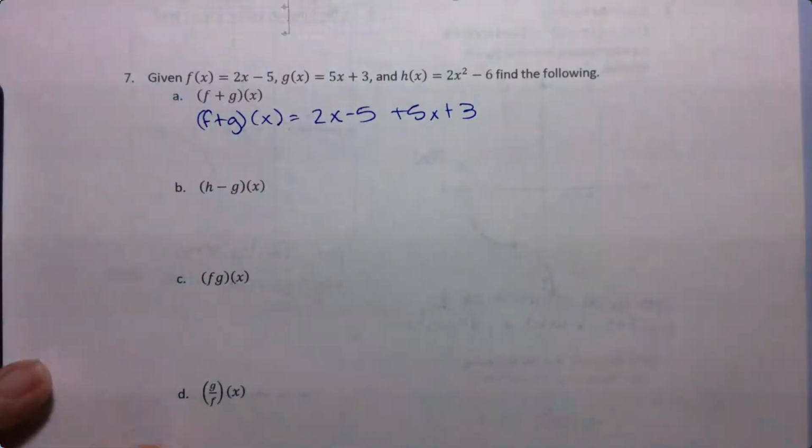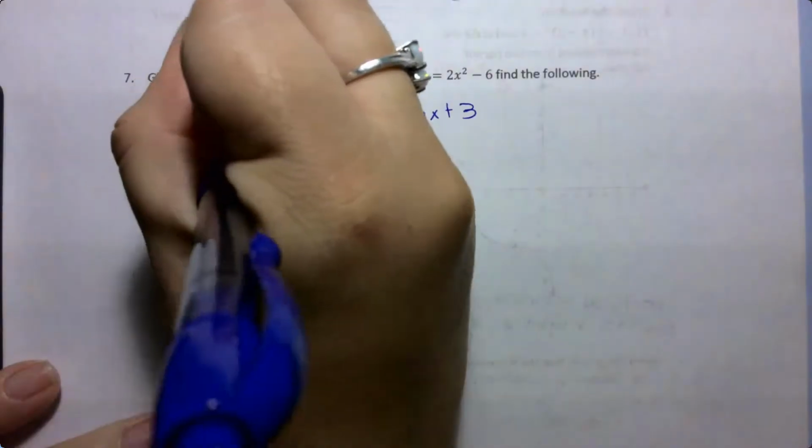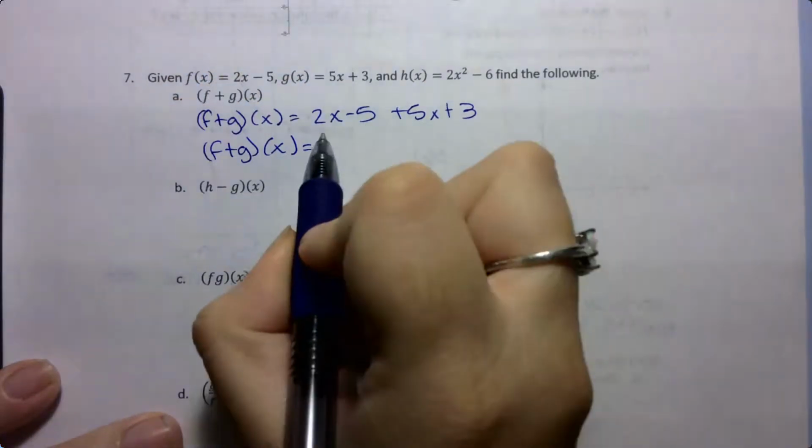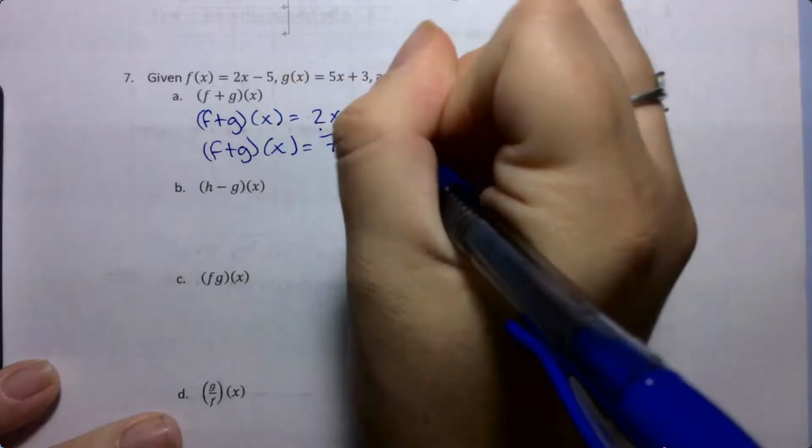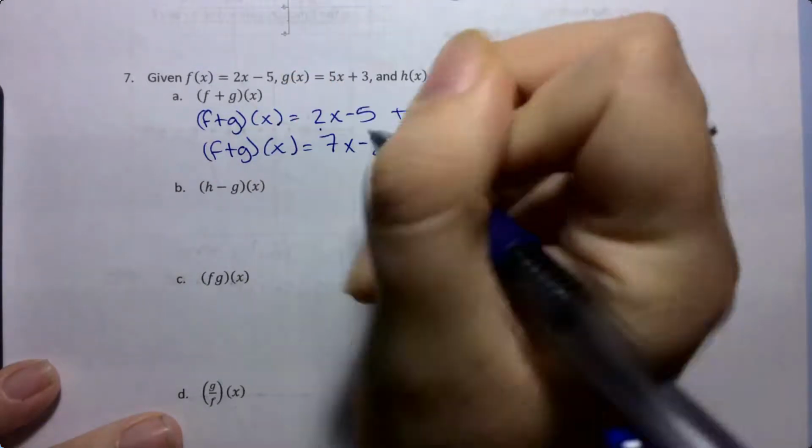Here I just want to combine like terms. So I want to keep the function name on the left side, and then on the right side I'm combining like terms. I have 2x plus 5x, which gives me 7x. -5 plus 3 gives me -2.